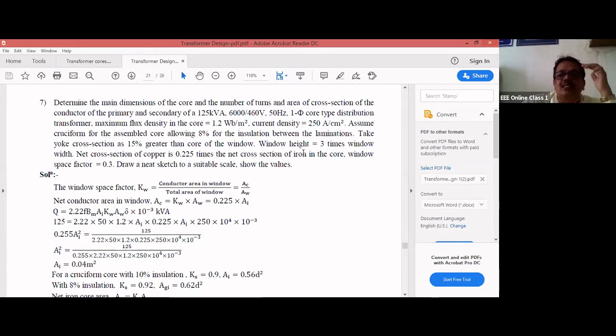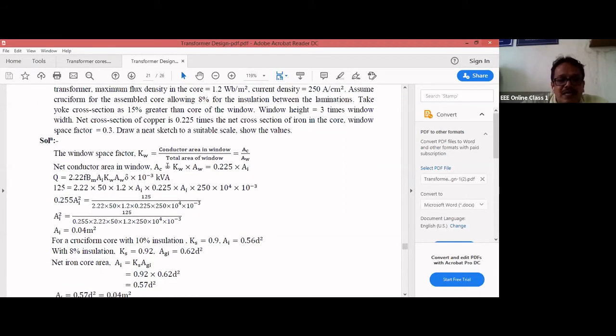But in this problem, the window space factor KW is not given. So you take this entire part. AC is nothing but KW into AW. Since KW is not given in the problem, you take the entire part, KW into AW, which is equal to 0.225 AI. So substitute here: you already have AI, and KW into AW is 0.225 into AI.